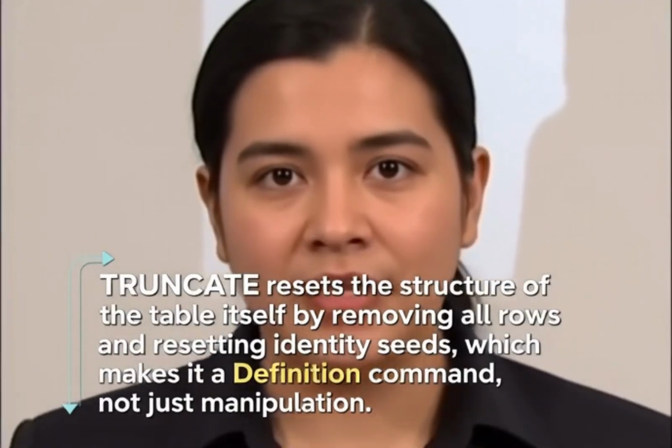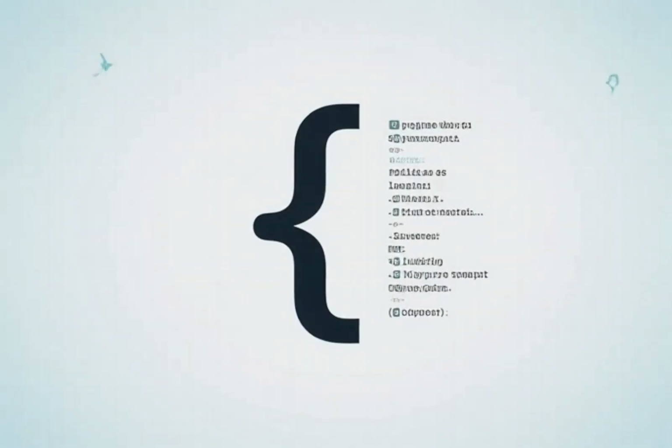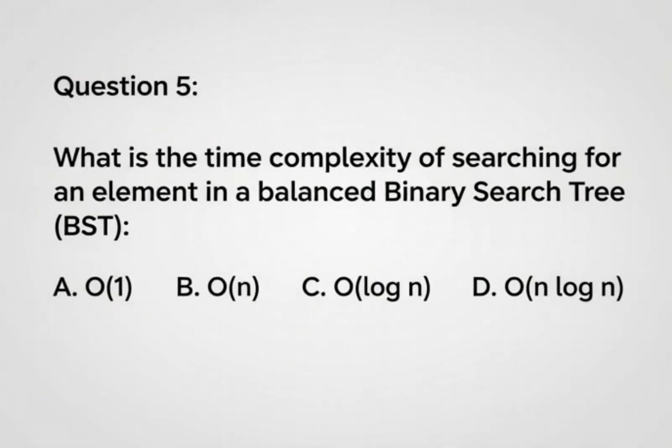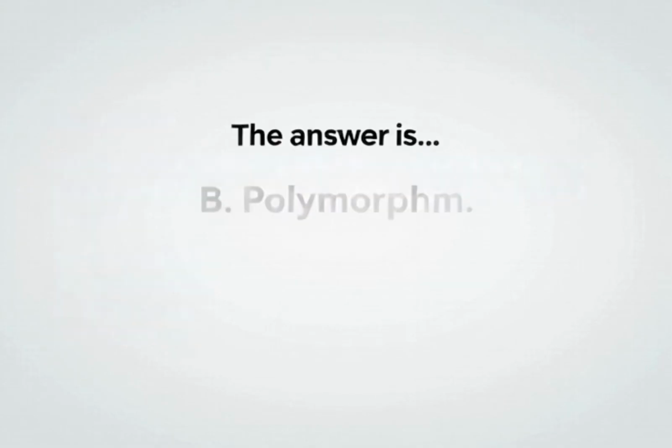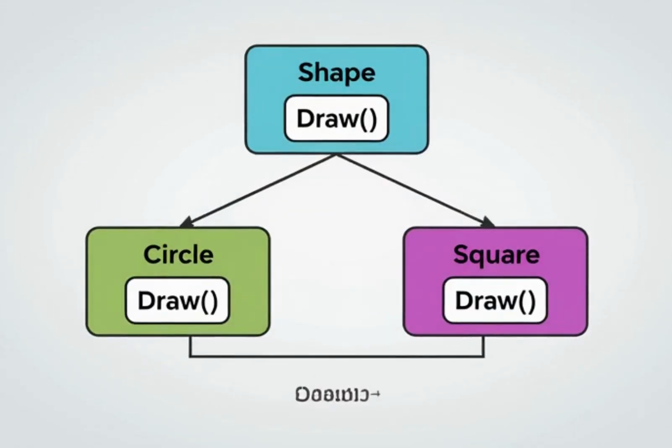They manipulate data. Now for the core of CS, programming and data structures. We'll look at C++ and complexity. The answer is B, polymorphism. Poly means many, morph means forms. This allows a subclass to define its own.